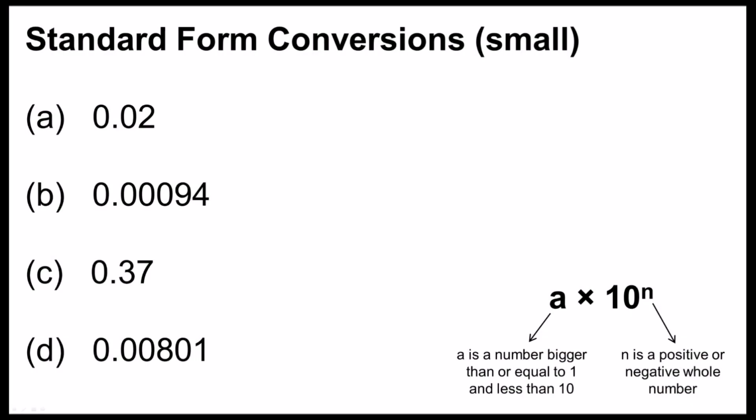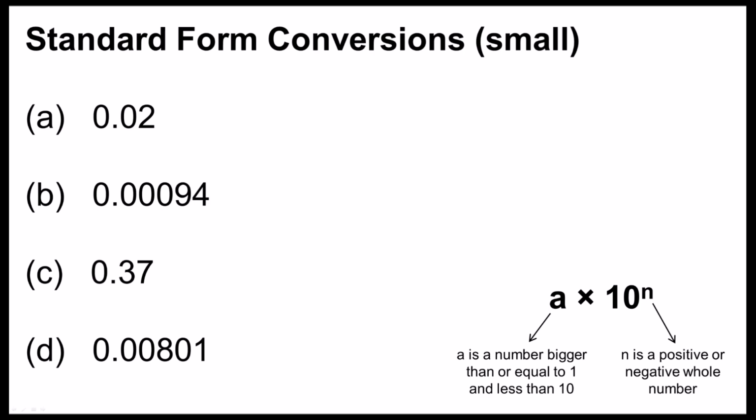In this video, we're going to have a look at converting ordinary numbers into standard form. The numbers that we're going to look at are considered small because they're less than 1 and typically have lots of zeros at the front, so 0 point something.